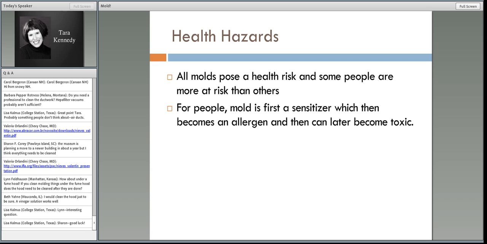And for people, mold is first a sensitizer, which then becomes an allergen and later can become toxic. So, like I said, all mold can pose some sort of health risk. It really will be dependent upon the person. The mold itself doesn't need to be a quote-unquote toxic mold. If a person is sensitive or allergic to a mold, it can be a life-threatening situation for them. It doesn't have to be tachybotrys. It can be a form of aspergillus, a form of penicillium, or a different type of mold.